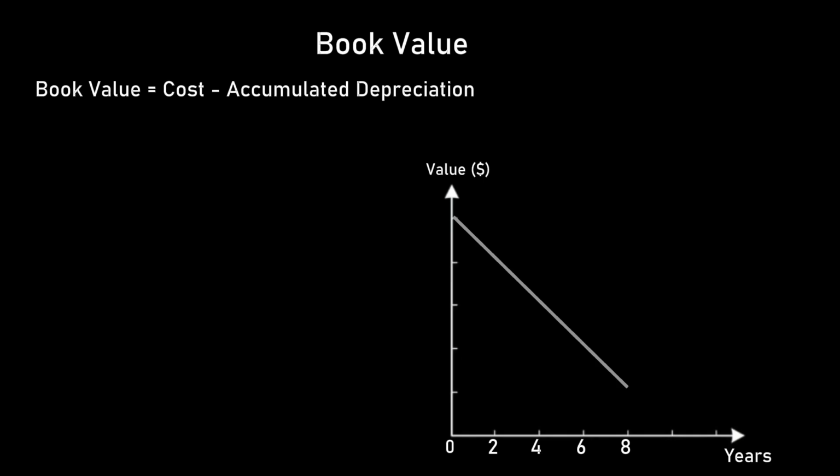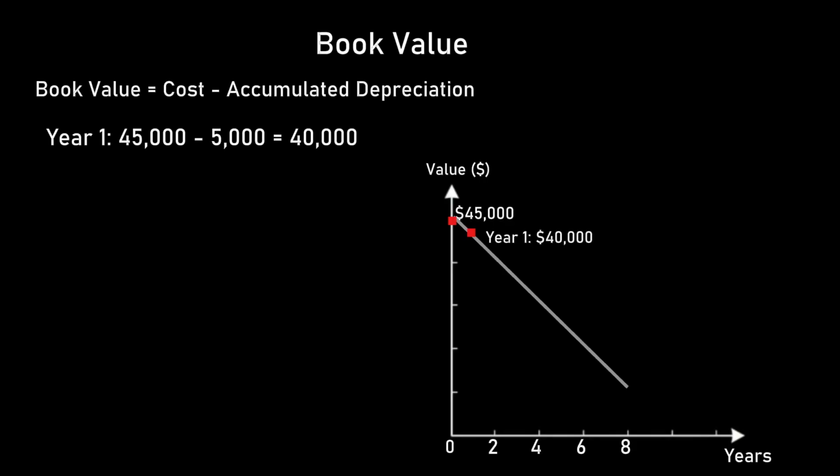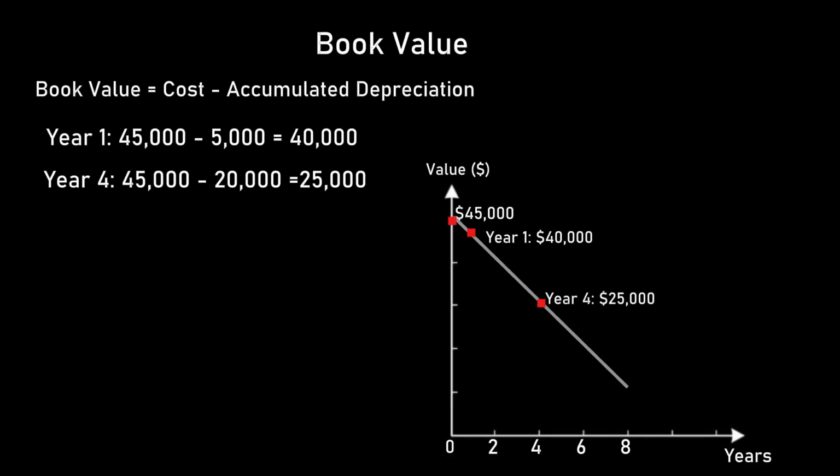At year 0, the value is $45,000. After 1 year, we subtract $5,000, leaving us with a book value of $40,000. By year 4, we have subtracted $20,000 in total, so the book value is $25,000. Finally, at the end of year 8, the value hits the $5,000 mark, our salvage value. The asset is now fully depreciated.